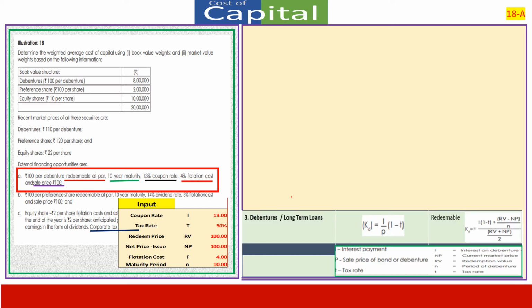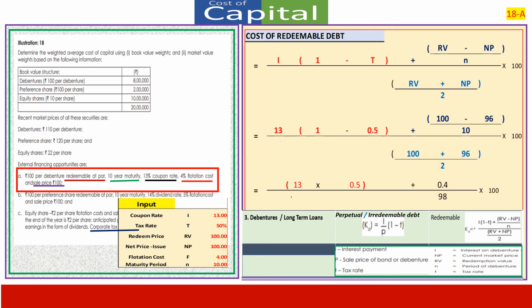Now, what is the formula for debenture? Debenture is 1 minus tax into interest multiplied by redemption value minus net price realized divided by n, and then the formula. Let us just see how does it work.